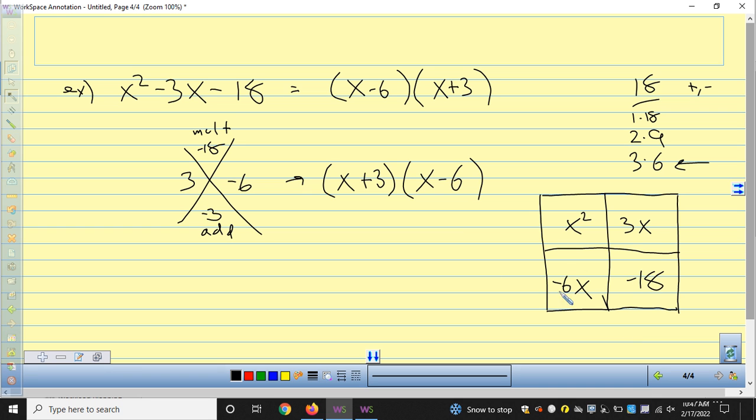Start on this row. The biggest number that goes into 6 and 18: 6, and we have a negative here, so we're going to put a negative 6. The lowest power of x that both of these have, x. Here, we have a 1 and a 6, so my number has to be 1. The lowest power of x, x. Biggest number that goes into 3 and 18, 3. And because it's positive, we leave it positive. So x plus 3, x minus 6.